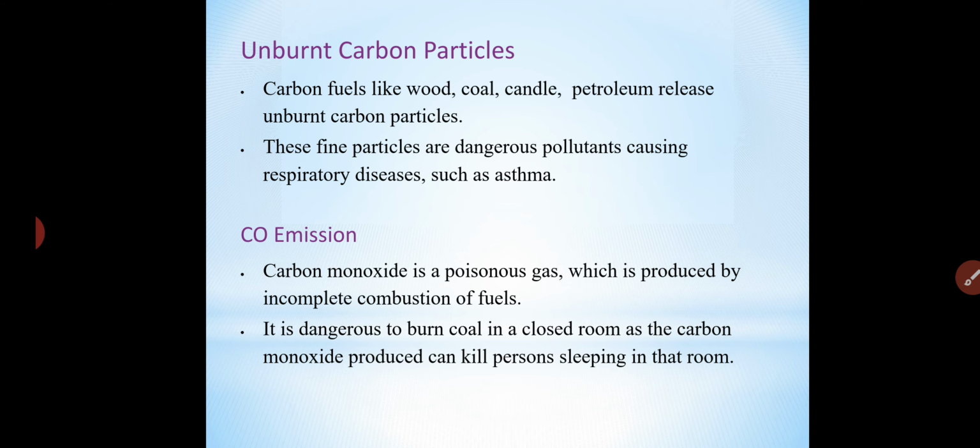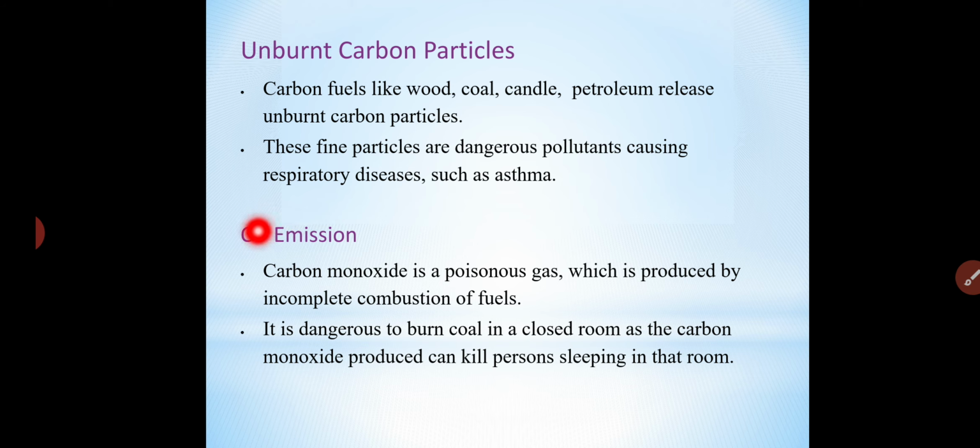Now, unburnt carbon particles. Carbon fuels like wood, coal, candle, and petroleum release unburnt carbon particles. These fine particles are dangerous pollutants causing respiratory diseases. Just now we studied how diseases are produced by pollution, and unburnt particles also cause diseases.